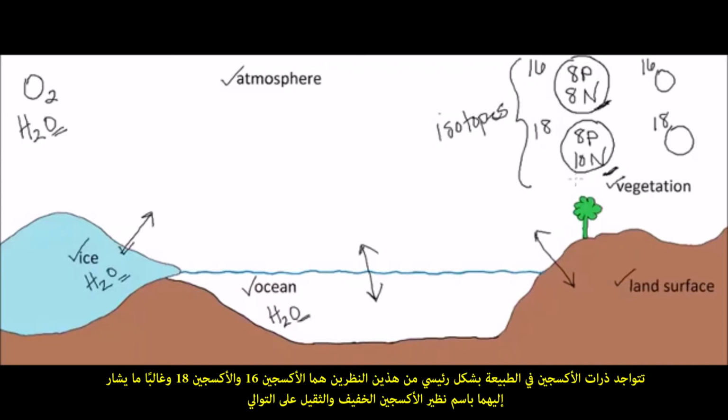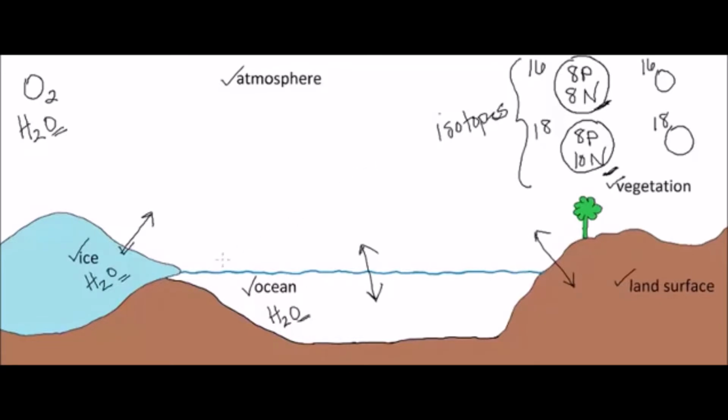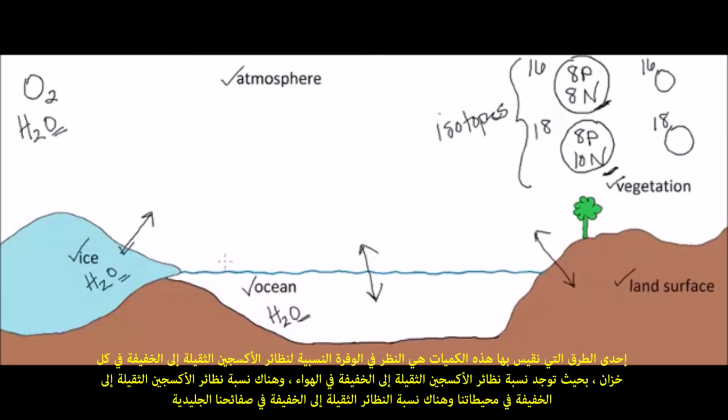The oxygen atom occurs in nature mainly as these two isotopes, O16 and O18, and they're often referred to as the light and heavy oxygen isotope respectively. So we have a fixed amount of oxygen in the world, and this includes a fixed amount of the heavy and the light oxygen isotope. And these isotopes exist in differing amounts in these various reservoirs.